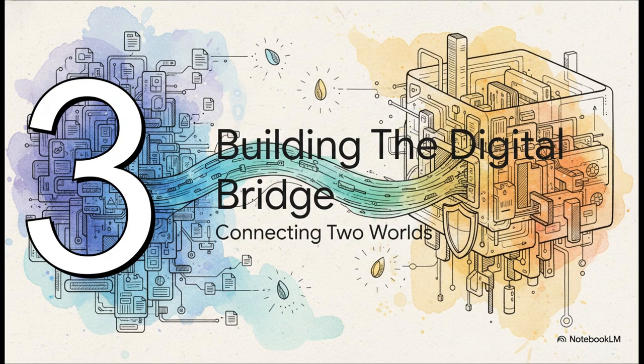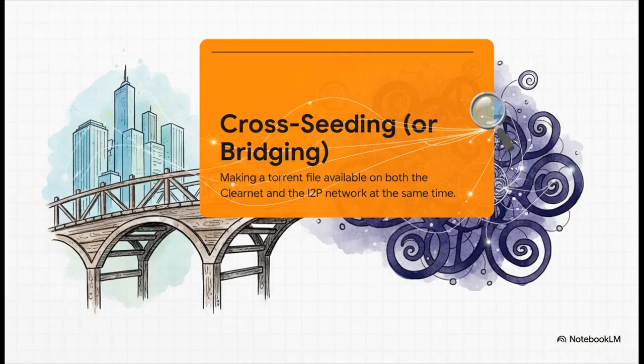This is where things get really clever. The answer isn't to start from scratch. No, the answer is to build a bridge. It's a technique called cross seeding or bridging. And what it does is it allows a single file to be shared with people on the regular internet and with people on the private I2P network, all at the same time.